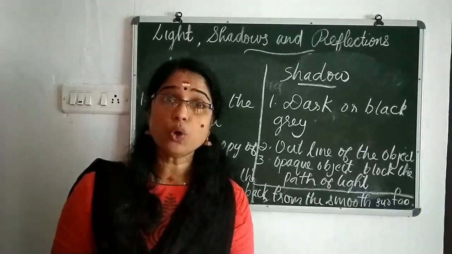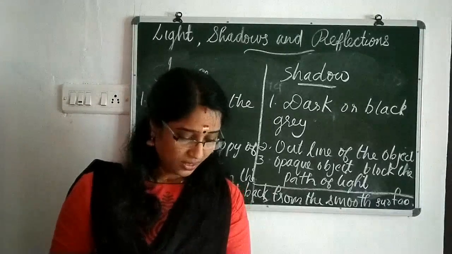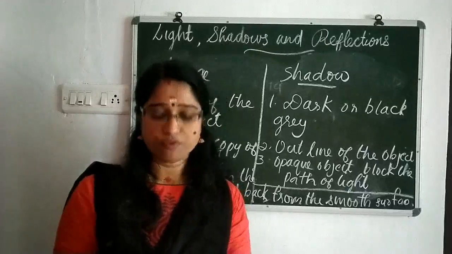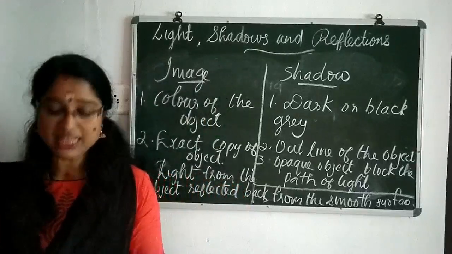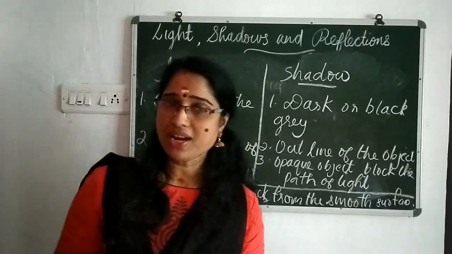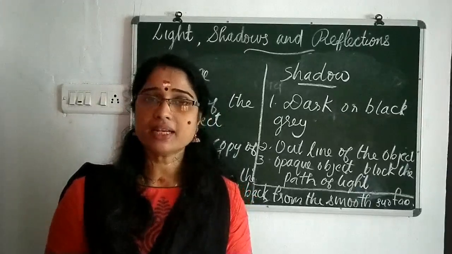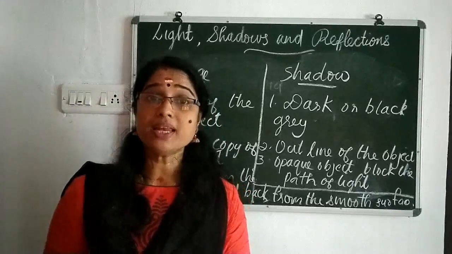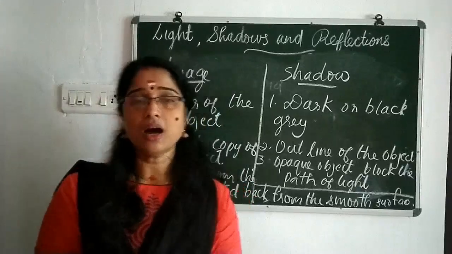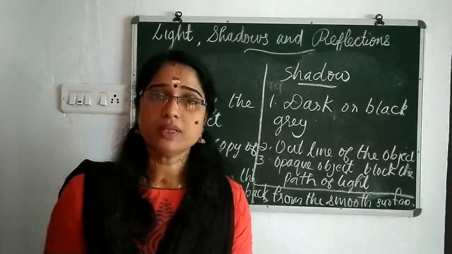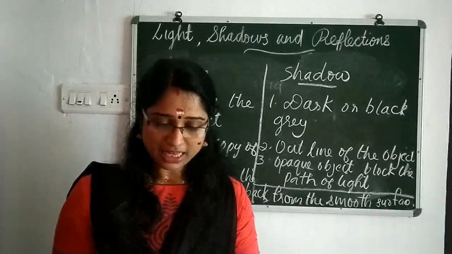Next, answer the following question in one sentence. Question number 3. What is a beam of light made up of? A beam of light is made up of several parallel rays. You had already seen that so many parallel rays are combined together to form what? To form the beam of light. Next question.